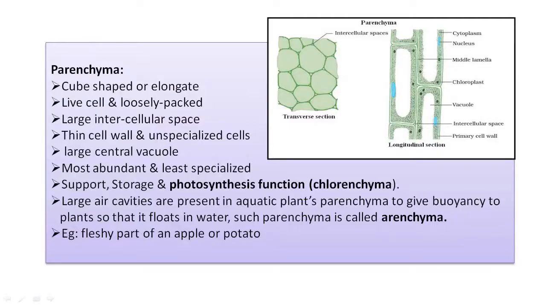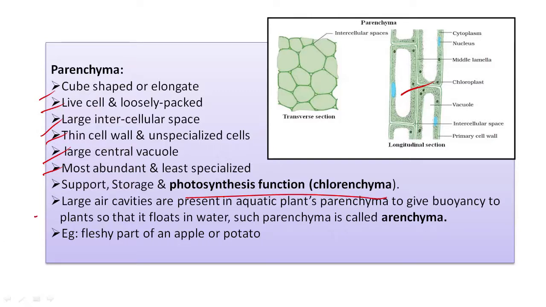So here is a picture of parenchyma with its special characteristics. Parenchyma cells are cube shaped or elongated. Live cells are there and are loosely packed. They have large intercellular space, thin cell wall and unspecialized cells. You can see a large central vacuole here. They are the most abundant and the least specialized. They support storage and photosynthesis functions, and when they perform photosynthesis, they are known as chlorenchyma.